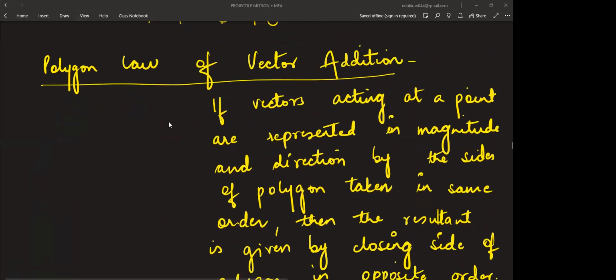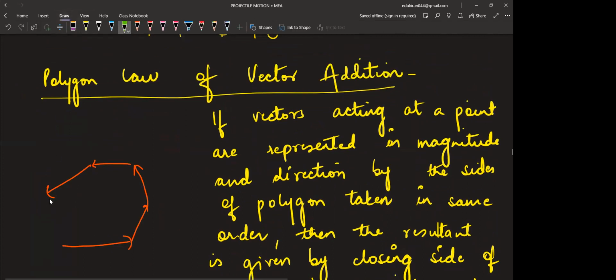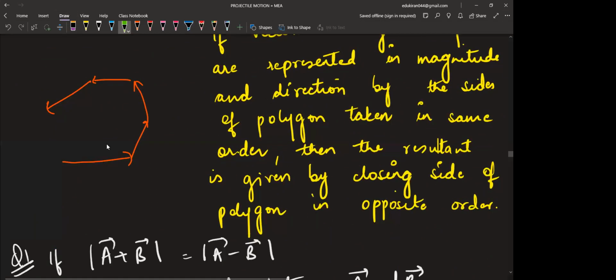In polygon law, it's just that if vectors are representing the adjacent sides of a polygon, like this, then their resultant, there can be n number of vectors here, there is no condition for this, is represented by the closing side. Again, we take the closing side in the opposite order. So this is the resultant. So if this is A, this is B, this is C, this is D, this is E, this is the resultant. It just has to be a polygon. All right, class, this just has to represent the polygon.